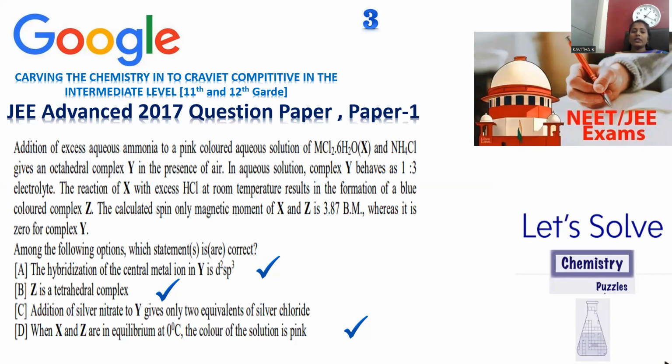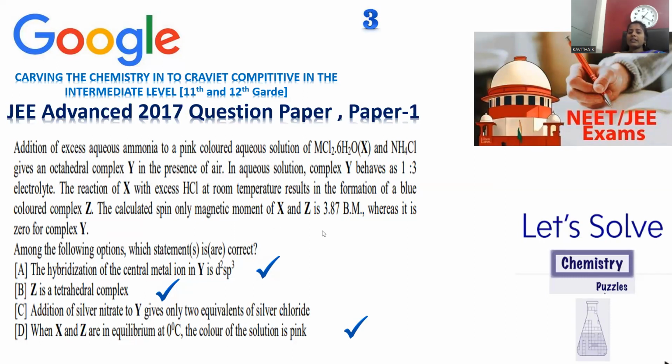The reaction of X with excess of HCl at room temperature results in the formation of a blue colored complex. The blue colored complex is denoted as compound Z. The calculated spin-only magnetic moments of X and Z are the same. X and Z both have 3.87 Bohr magnetons. Bohr magneton is the unit of magnetic moment, and X and Z both having 3.87 indicates what?